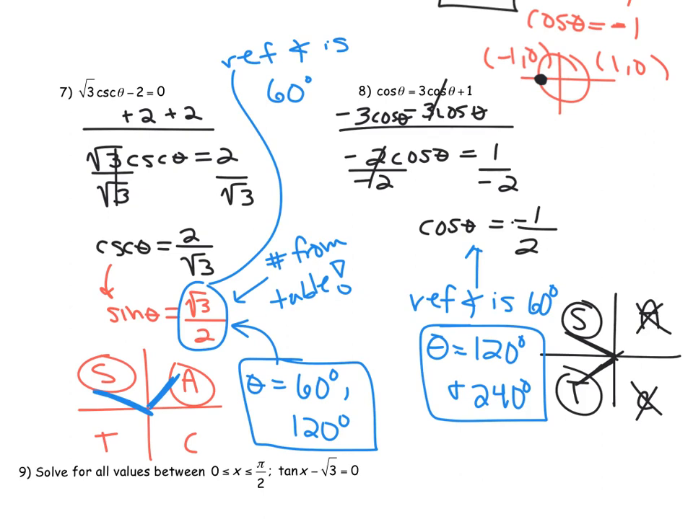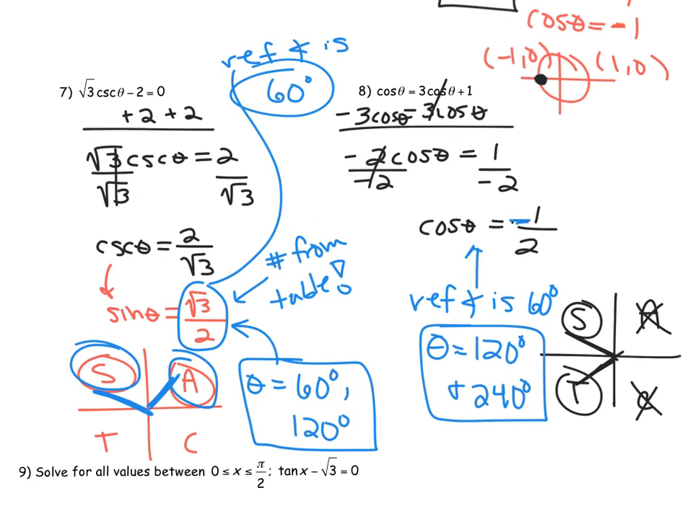Okay, and there you have your solutions for 7 and 8. So for 7, you should have gotten 60 degrees and 120 degrees. Knowing that sine of what gets you to rad 3 over 2, that would be the sine of 60 degrees. That's the reference angle. You have to remember, sine is positive, so you're looking in the first and second quadrant. And then for question 8, we end up finding cosine to be negative 1/2.